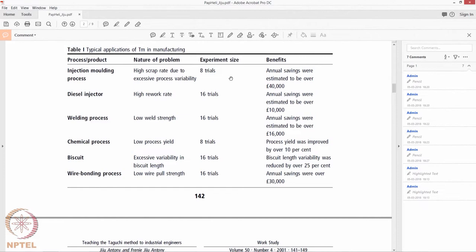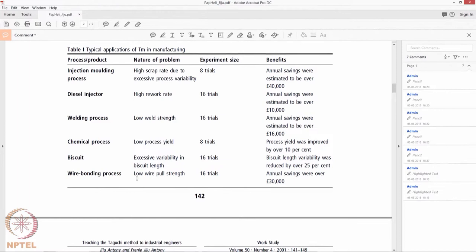Of course, there is a cost involved in it, because they might have tried different dies. There is a significant investment in that, but they did only 8 trials, and look at the benefits that they got. Annual savings were estimated to be over 40,000 euros. This is way back about 18 years ago. Even today, this is a significant amount. In a similar fashion, you can see some wire bonding process, the annual savings were about 30,000.